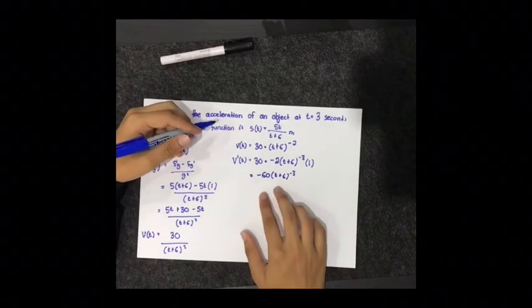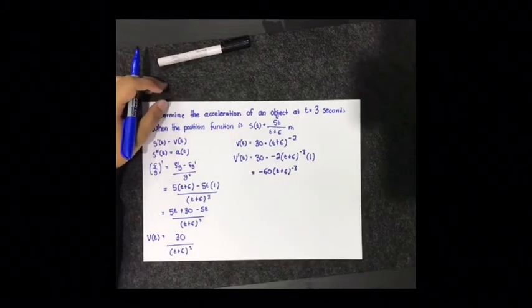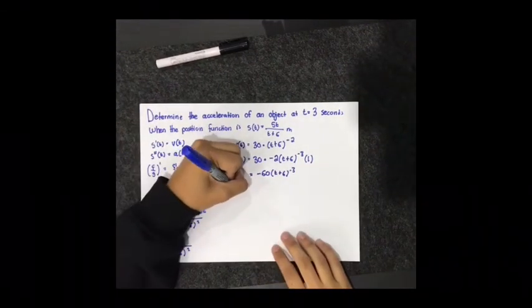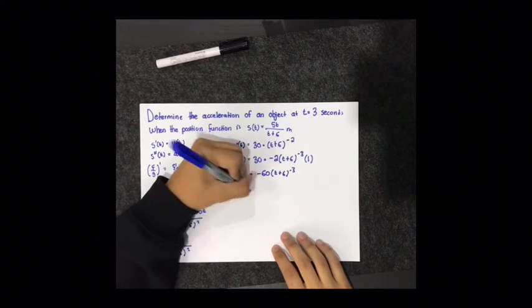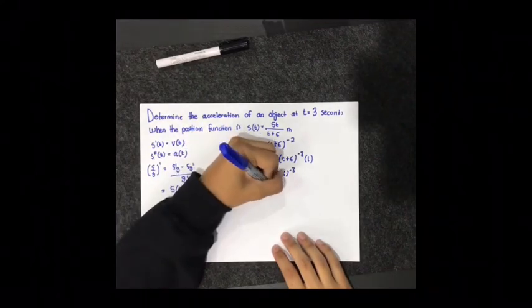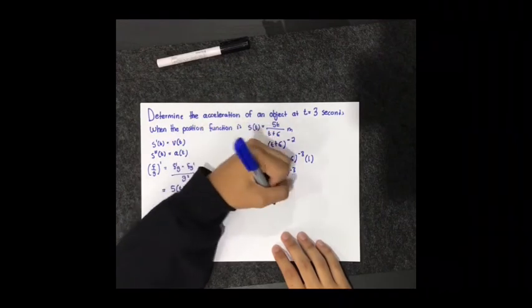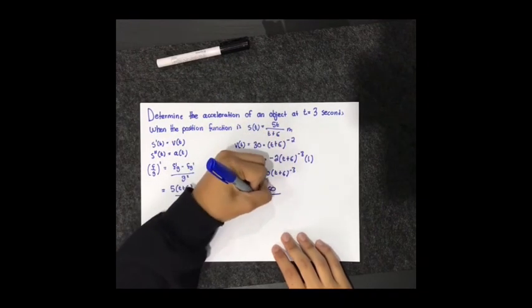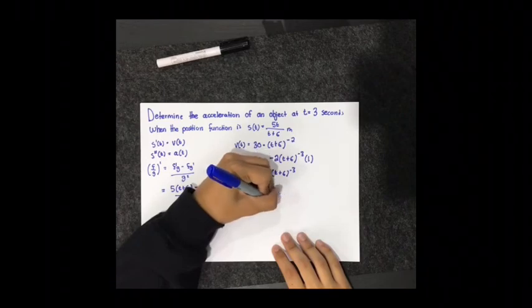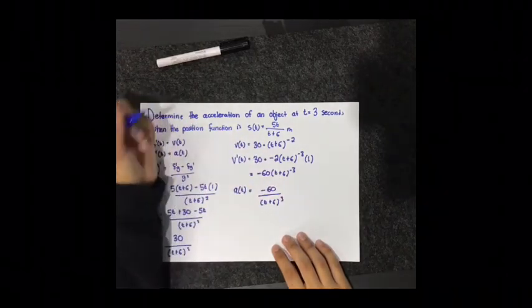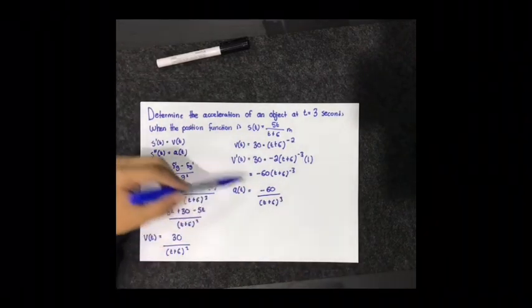This way is correct. You can write it this way, it's up to you. But I want to make it a little bit neater. So it's going to be negative 60, and because the negative power basically means it is the denominator, we move it down over there: (t plus 6) to the power 3. Okay, so now we got the acceleration function.